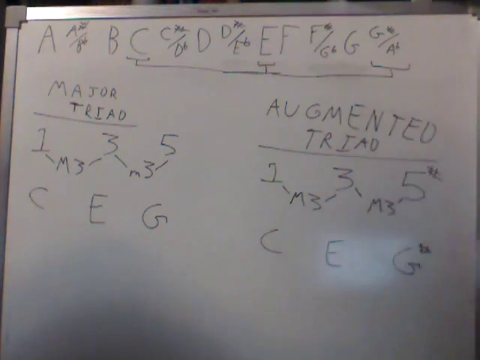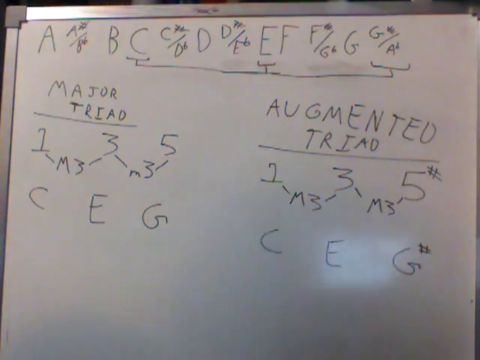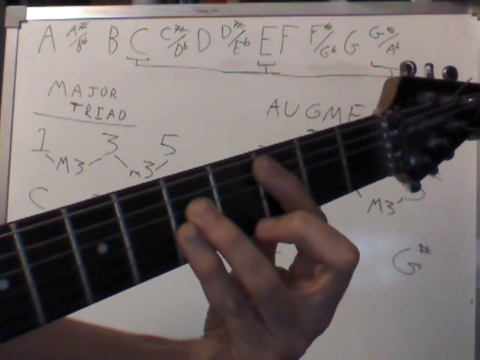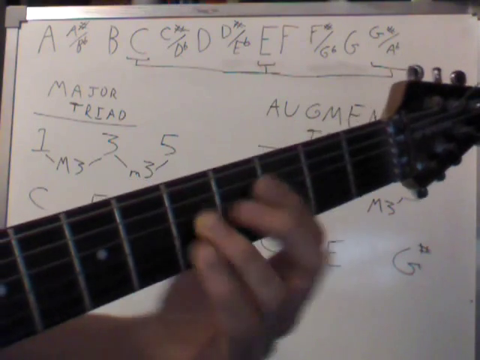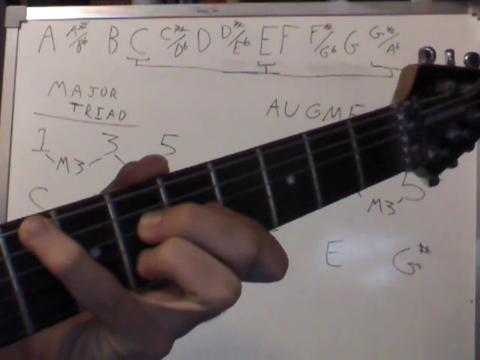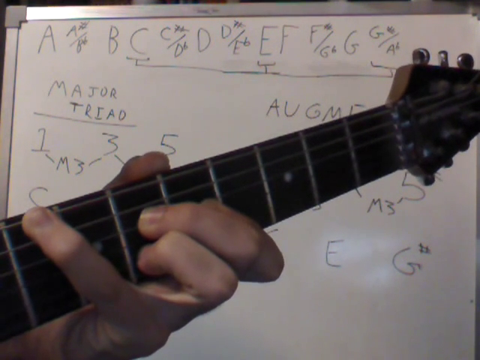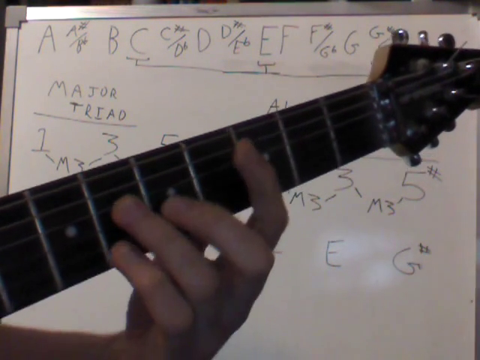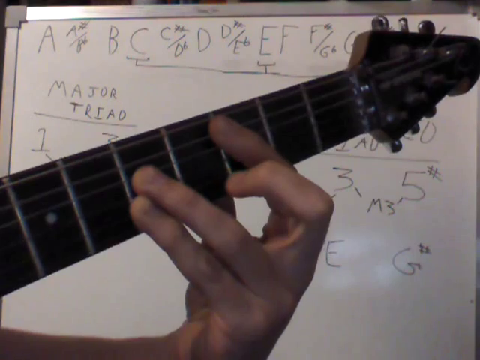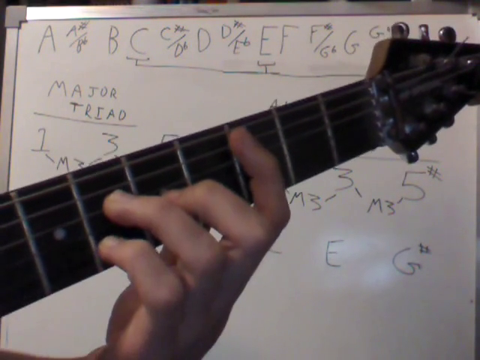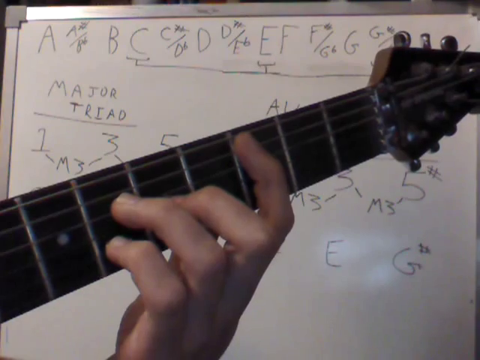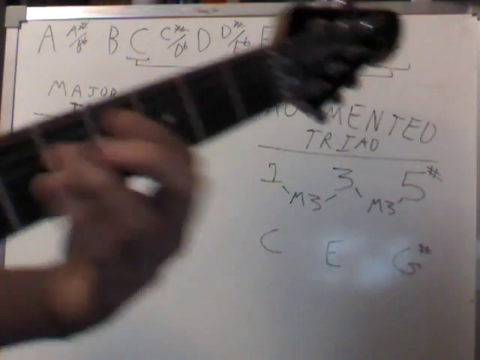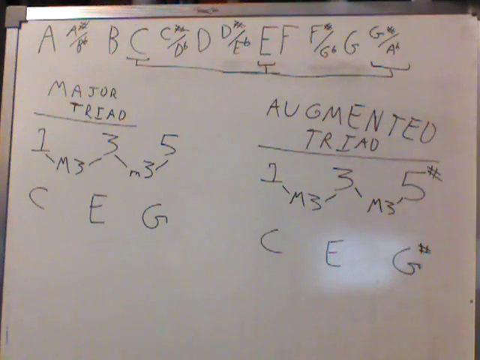So I'll play a major chord for you, a major triad real quick. We'll start with the C. That's the C major. And then the C augmented is like that. Okay, so it's like that. And you can play an augmented chord and then resolve it back to the major chord. And it can resolve like that. So that's just a way to use augmented chords.